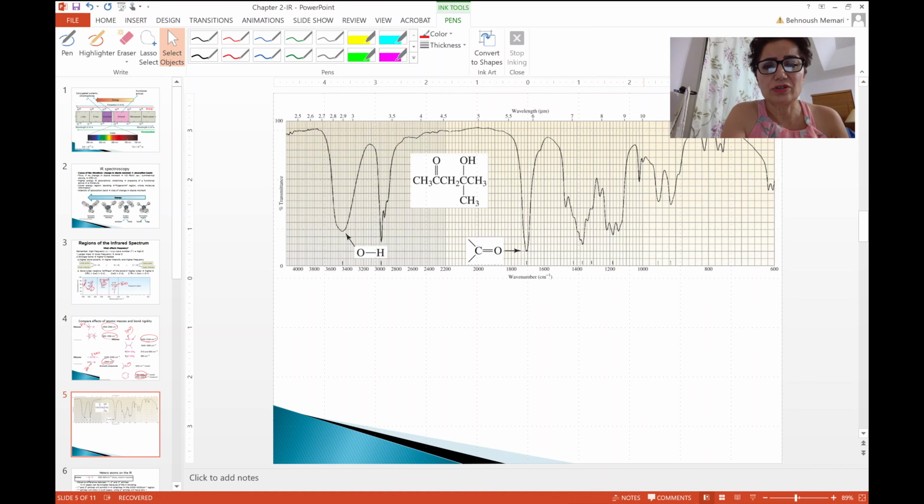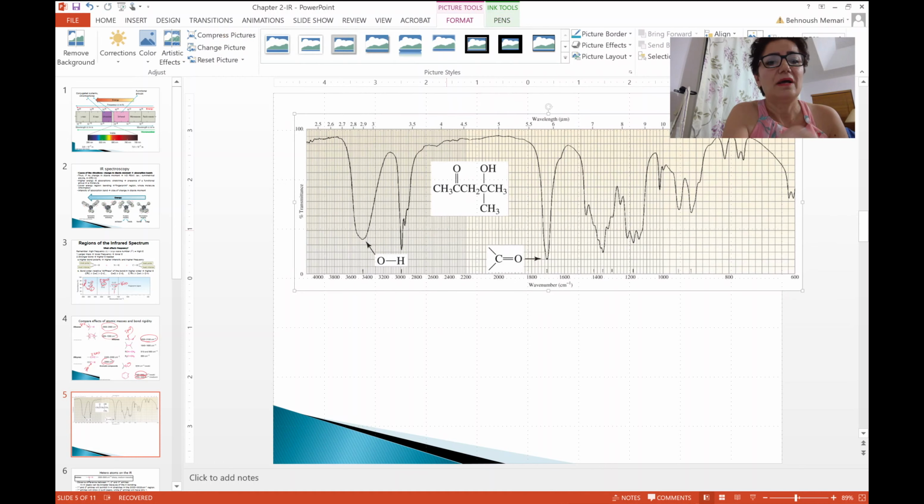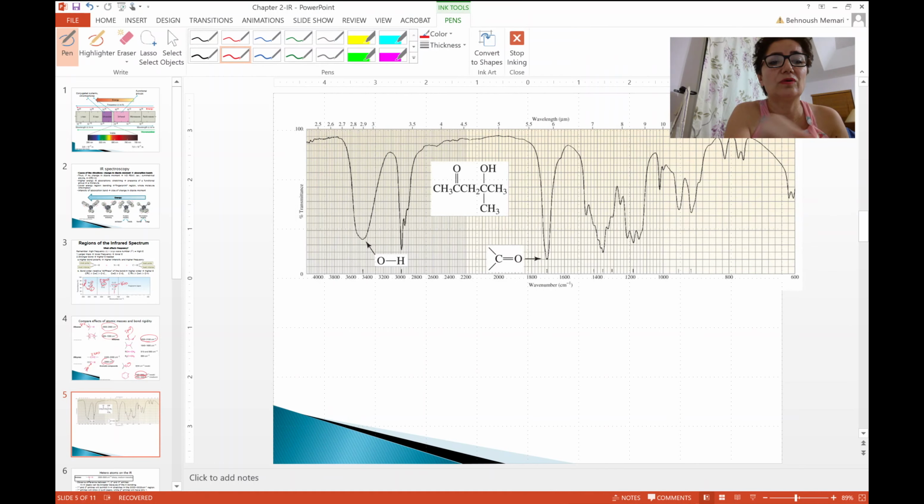If you look at the structure of the molecule given here, we have different bonds. We have a CO double bond that appears around 1700. We have an OH that appears around 3300 with a broad peak with a round tip. So if we have the structural formula, we can predict what type of peaks we get, and if we have the IR spectrum, we can interpret it and find the corresponding peaks for the given molecule.